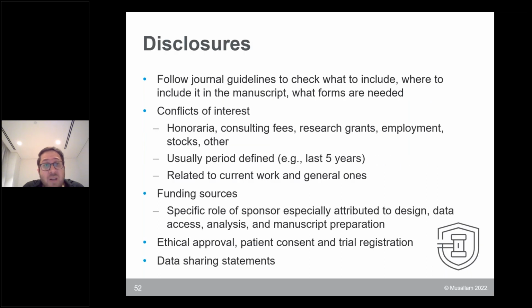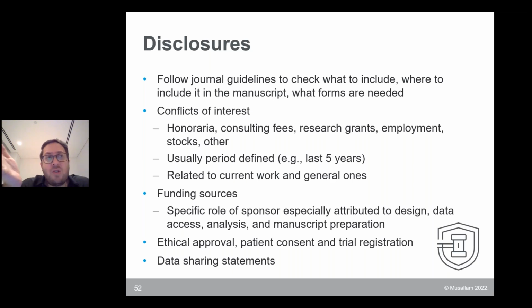Disclosures are very important, and most journals ask for you to put those at the end of the paper and also fill them online in some form. Conflicts of interest is if you had any relationship with pharmaceutical companies that paid you honoraria, consulting fees, research fees. Sometimes they ask you for the work itself or for previous work in the last 3 years.